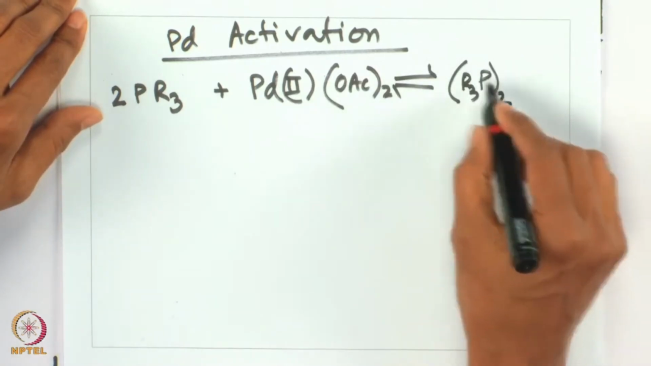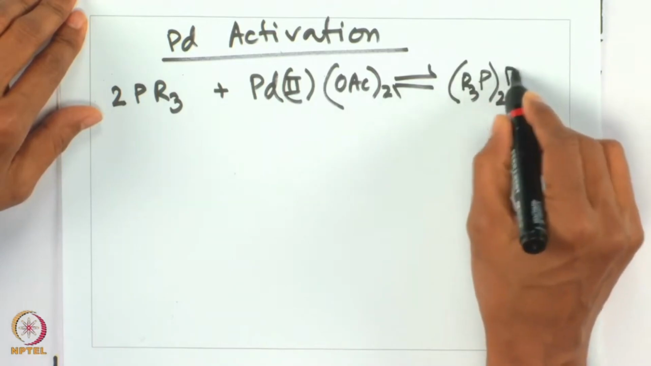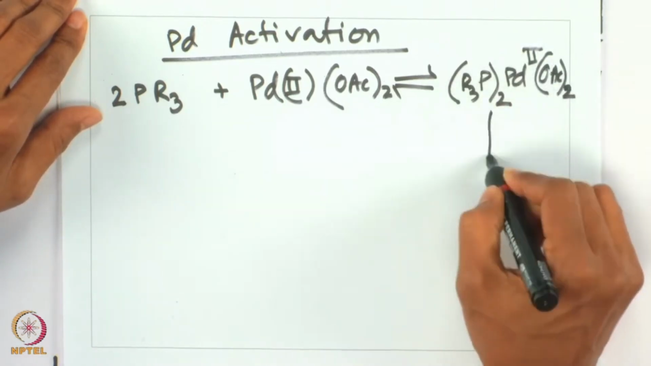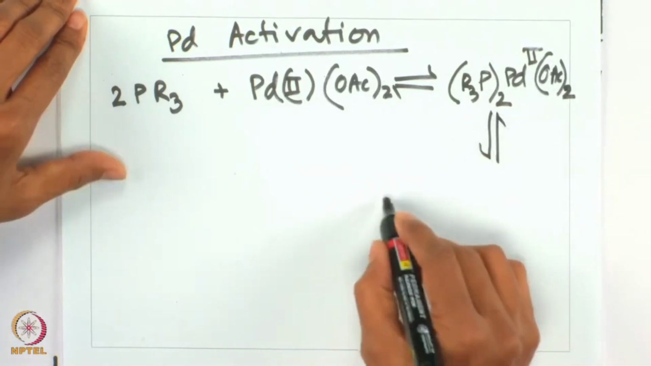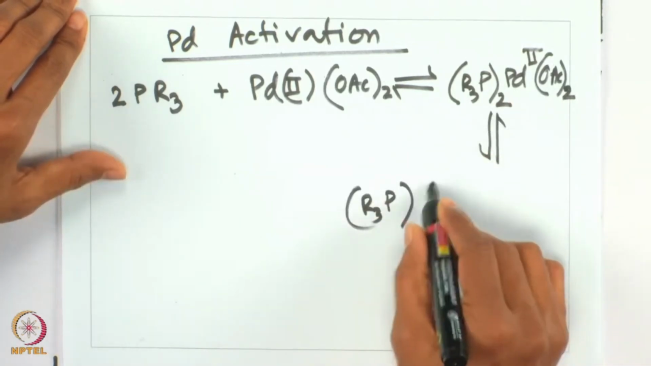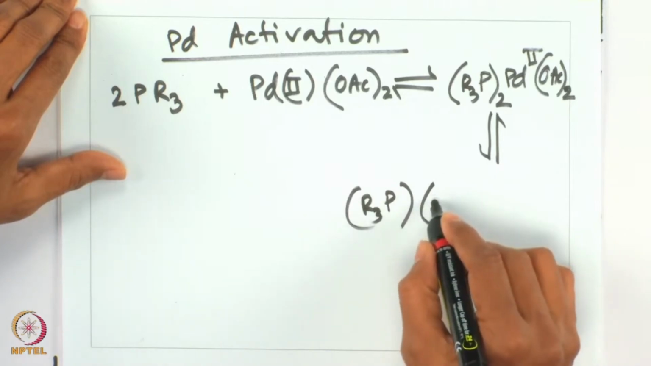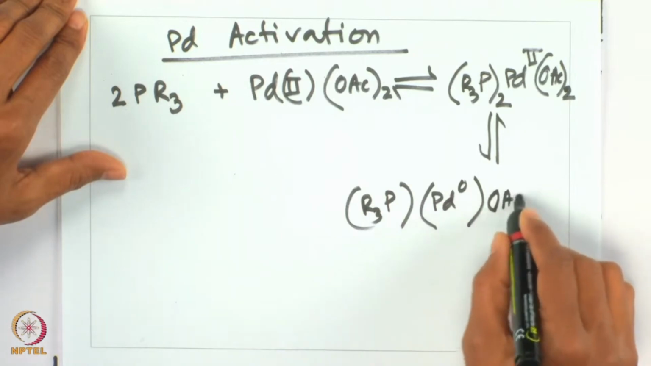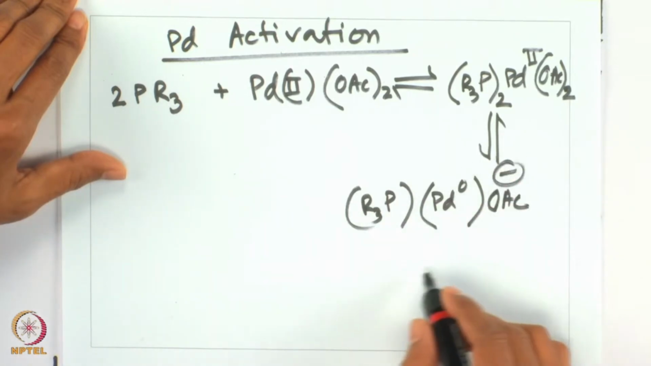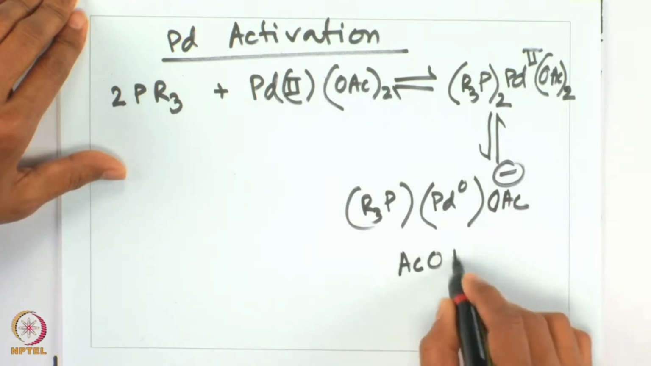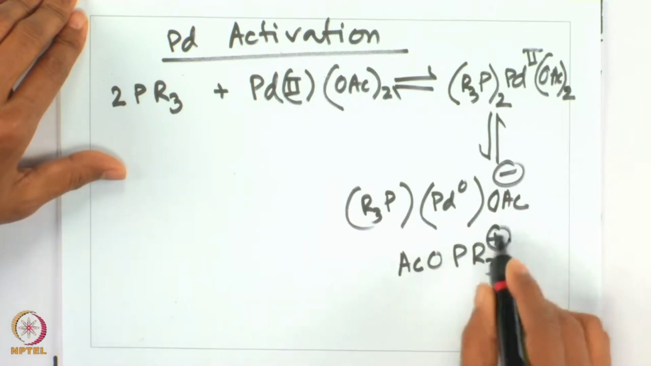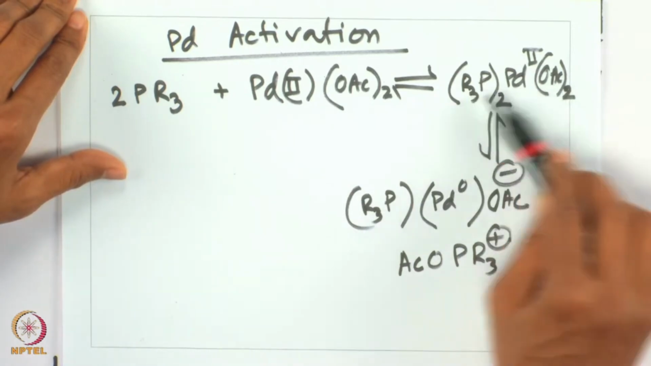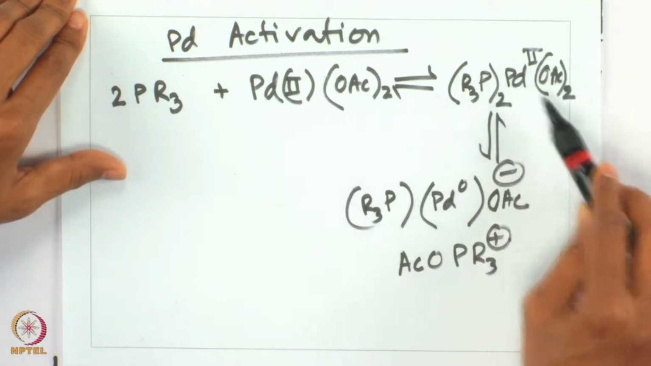So, for example, 2 phosphine ligands bind with palladium 2 to give a palladium diacetate intermediate, and from there on it is the formation of a cationic and an anionic species that is critical. For example, palladium 0 and this acetate intermediate, which should be a negatively charged intermediate, along with AcOPR3 plus, which is a cationic intermediate. So, essentially one of the phosphines and one of the acetates decides to leave the coordination site from the palladium.